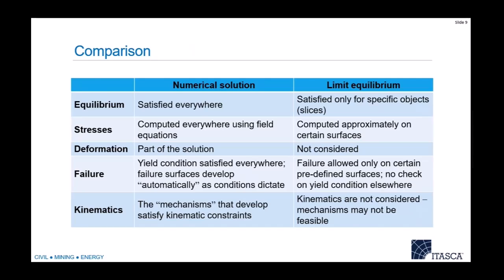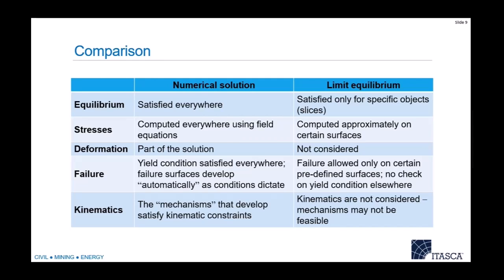So this is just a slide telling you why it's a good idea to do the shear strength reduction method rather than limit equilibrium. Satisfied everywhere, computed everywhere using field equations. Crucially, it gives you deformation. Limit equilibrium gives you a factor of safety, but it doesn't actually tell you what the deformation is. Shear strength reduction tells you a little bit more interesting information about the failure surface and potentially more than one failure surface. We have an example of that in a minute. The mechanisms that develop satisfy kinematic constraints, not necessarily true in limit equilibrium.